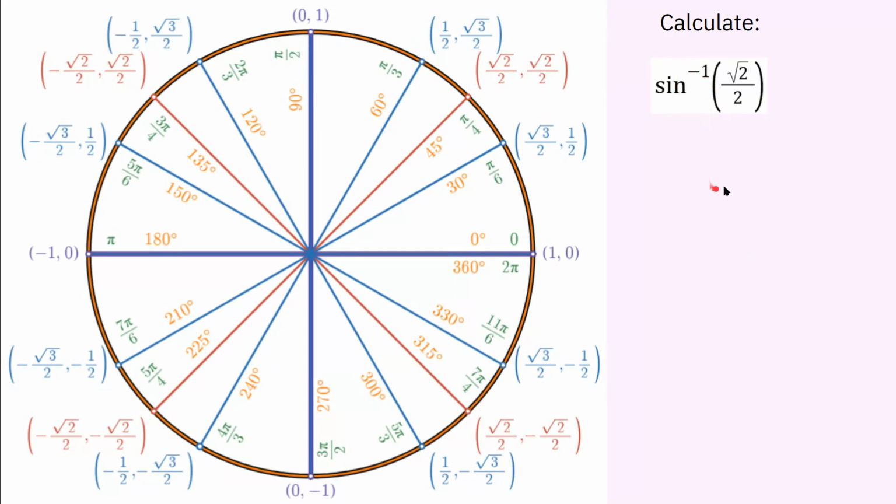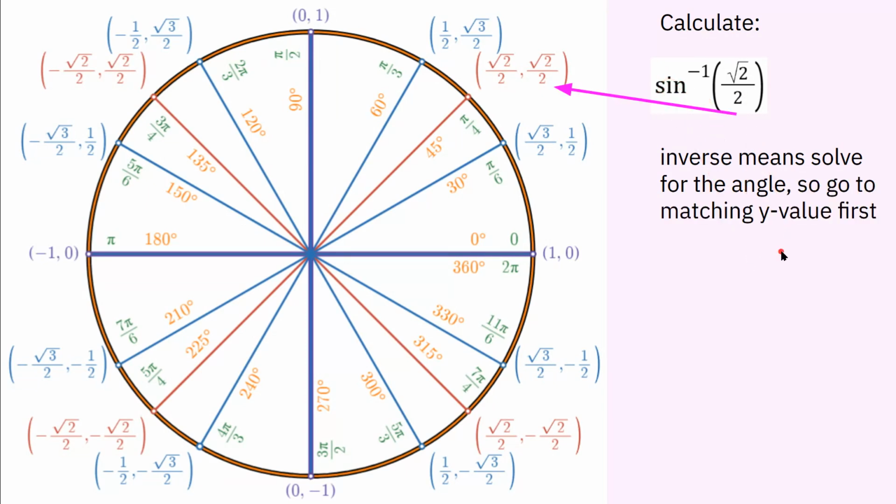Okay, what if I want to find the inverse? The inverse gets me the angle. So inverse means I'm solving for the angle. So I need to find, again, sine is y, so I go to where y is square root of 2 over 2. I'm going to wherever the matching y value is first, so I get that square root of 2 over 2 for y, and I look up the angle. The angle is going to be 45 or pi over 4, depending on if I'm in degrees or radians. So 45 is my answer.